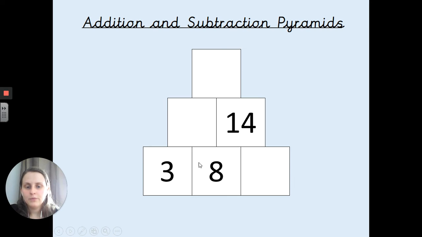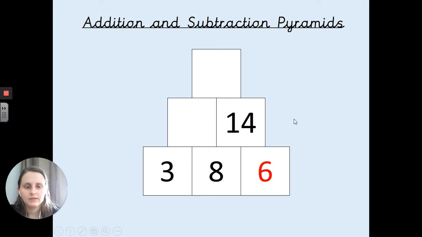So numbers that are next to each other, like these two, would add together. So I would do 3 add 8 to give me the number above. So if I do 3 add 8, 8, 9, 10, 11, so I know this one would probably be 11. To work out one below, if I know one of my numbers, I can work out this one. So this one I would do 14 take away 8 to find my answer. Once I've worked out both of these, I can then find this answer. So I'd add these two together to get this one.